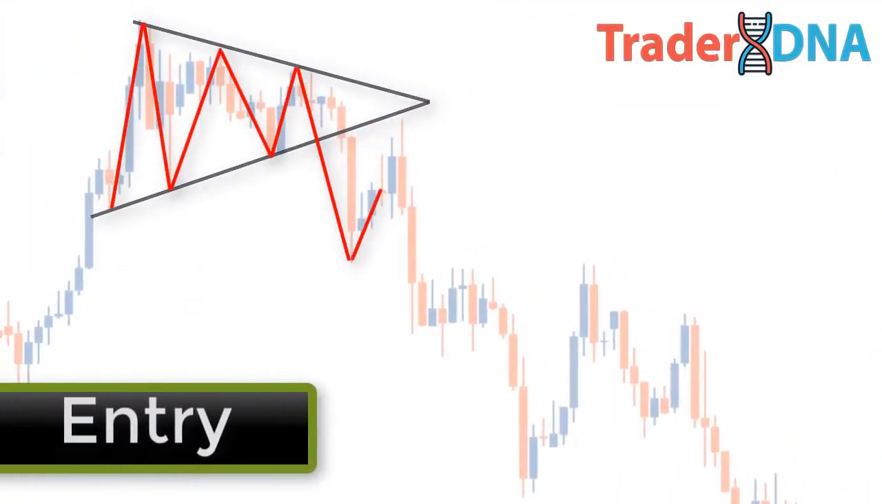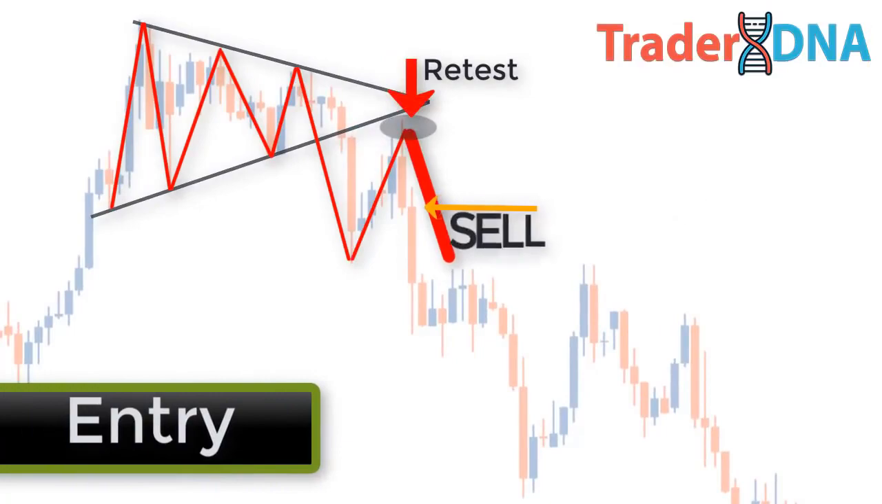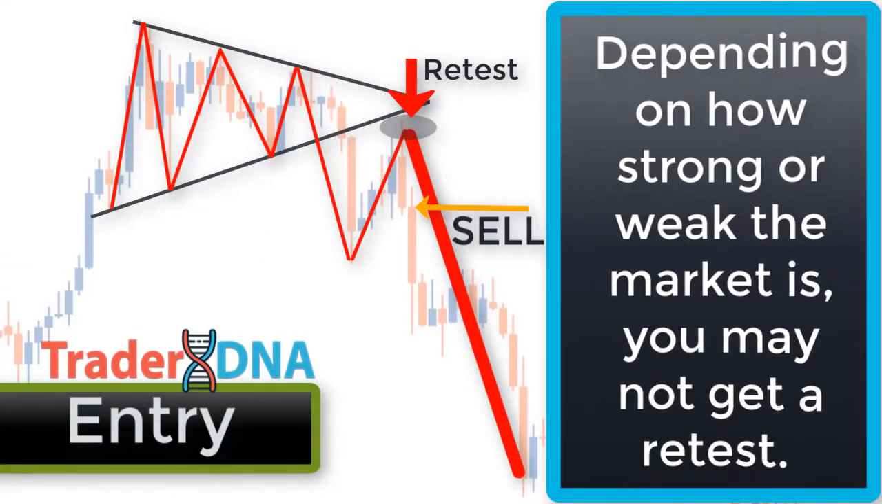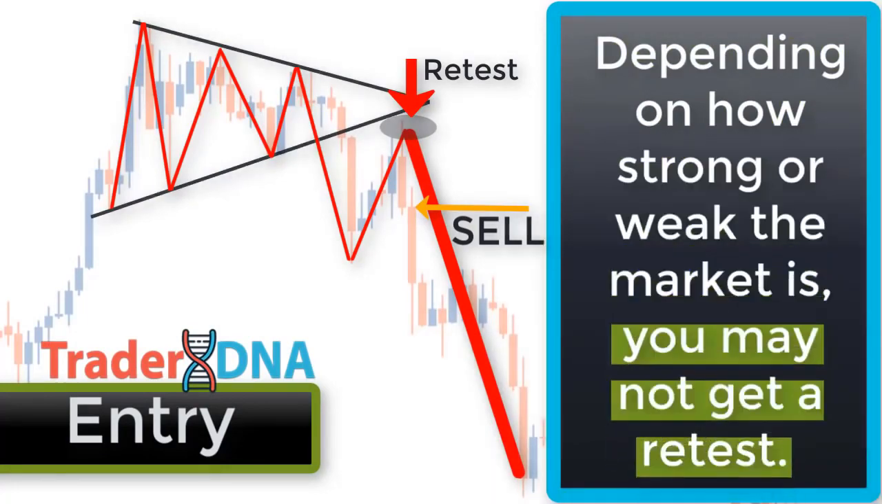Entry. Most times your entry will come on a retest of former support or resistance. However, it's important to note that depending on how strong or weak the market is, you may not get a retest. We will discuss this in greater detail later in the lesson. For now, just know that it's best practice to enter on a retest of former support or resistance, depending on which way the market breaks.